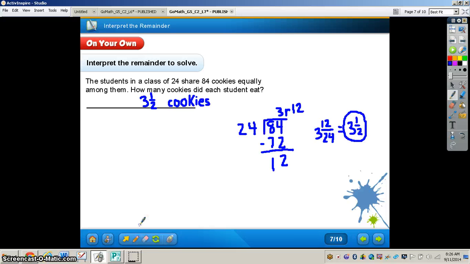Okay, and we have 3 1/2 cookies that each student will eat. Why did we change that remainder into a fraction? Because they're asking us, how many cookies did each student eat? There was 24 students and they ate all 84 cookies. So we took that remainder, made it the numerator, took the divisor, made it the denominator, 3 and 12 over 24 equaling 3 1/2.